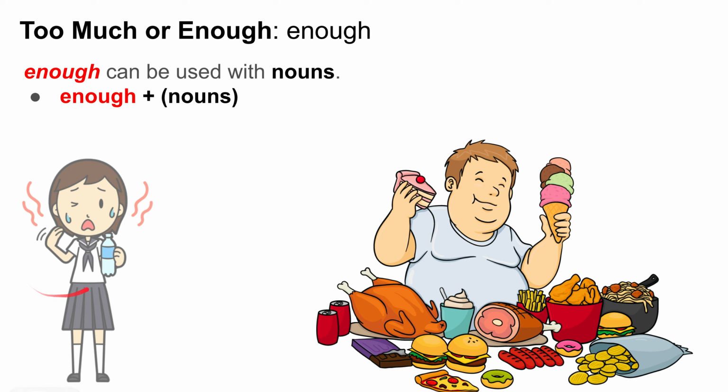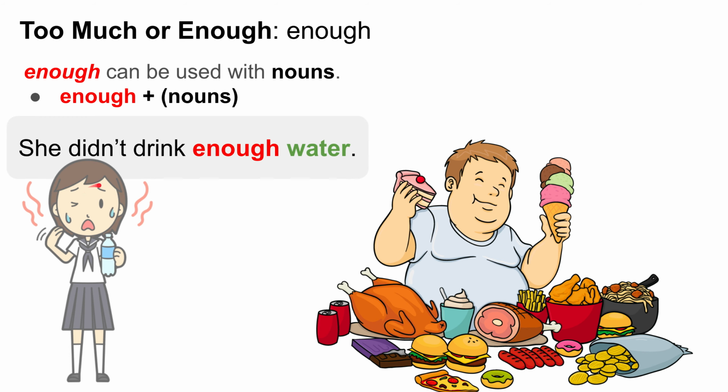So we look at this girl. She looks mighty thirsty, very thirsty. We can say that she didn't drink enough water. The water she drank wasn't sufficient, wasn't perfect enough. She needs more water. Here again you can see water is the uncountable noun.